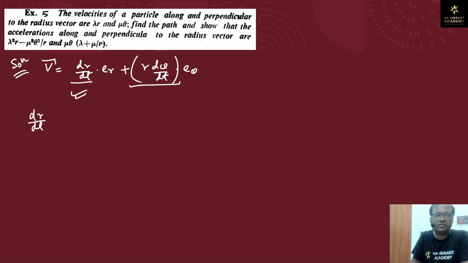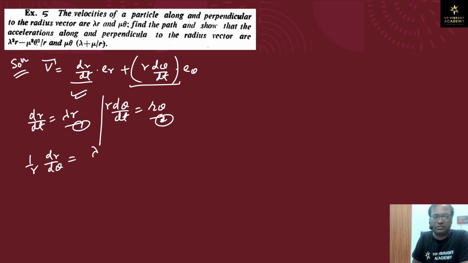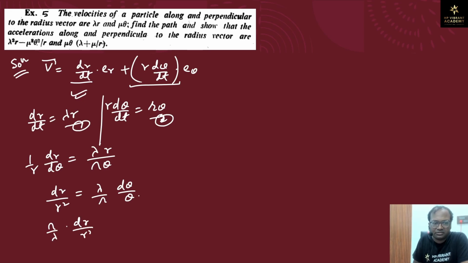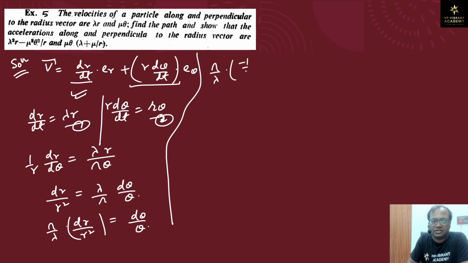So we have dr/dt equal to λr, and r dθ/dt equal to μθ. Let us divide equation 1 and 2. So we have 1/r dr/dθ equal to λr/μθ. So dr/r² equals λ/μ dθ/θ. So μ/λ dr/r² is equal to dθ/θ. So what we have is μ/λ into minus 1/r equal to log θ plus log c.